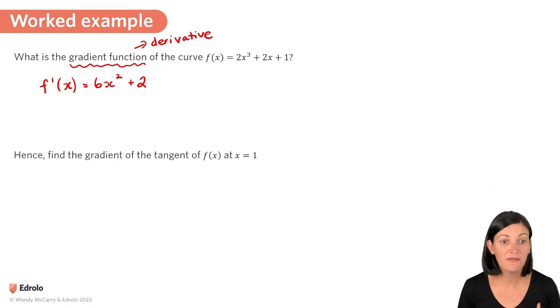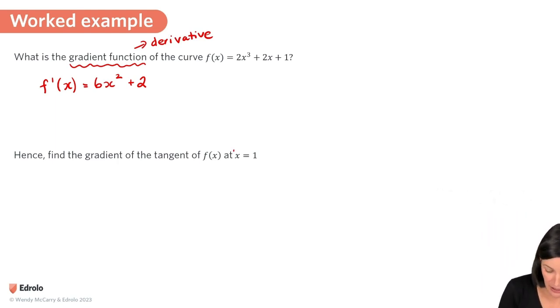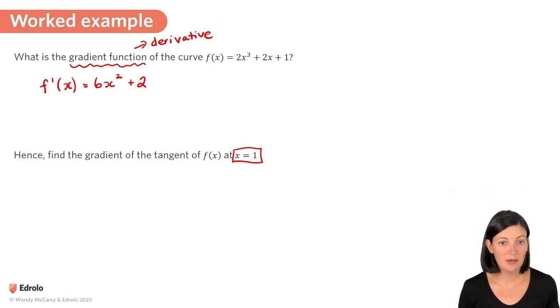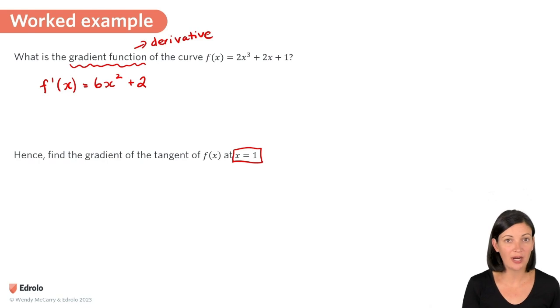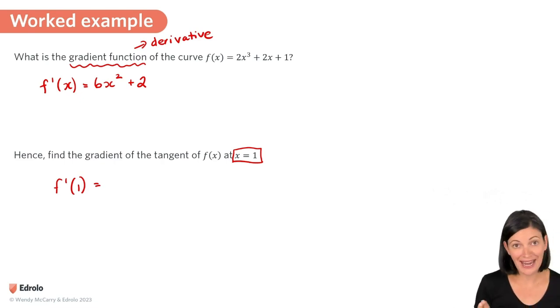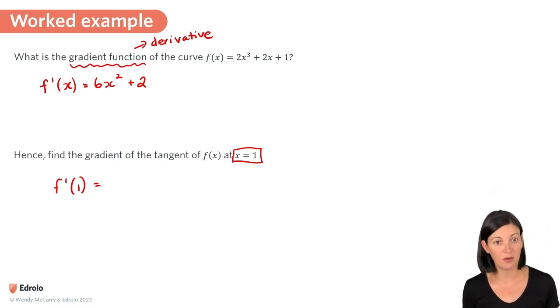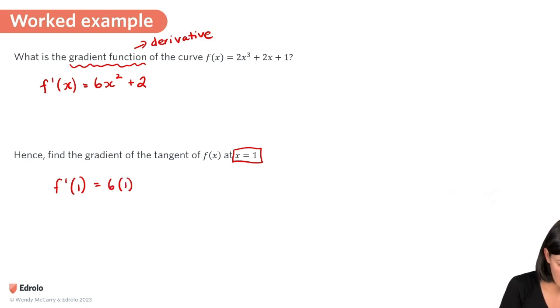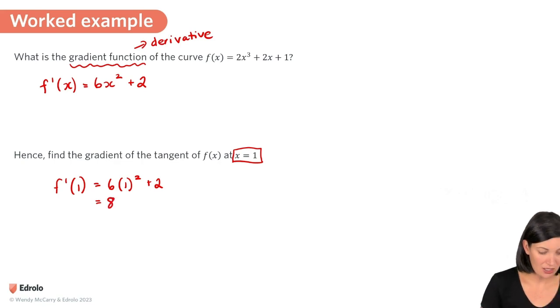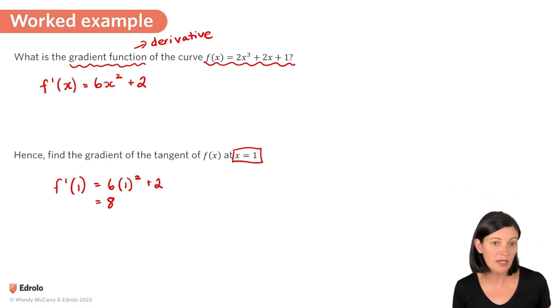The next step we're going to do is to find the gradient of the tangent at a particular point. So we want to know what is the gradient at the point where x is equal to 1. And to do this, all we have to do is substitute x equals 1 into the gradient function. So we're going to substitute f dash 1. So wherever I see an x in my gradient function, I'm just going to replace it with a 1. So I'm going to do 6 times 1 squared plus 2, and then work out that answer. 6 times 1 squared is 6, plus 2 would be 8. Okay, so the gradient of this curve here at the point x equals 1 is 8.